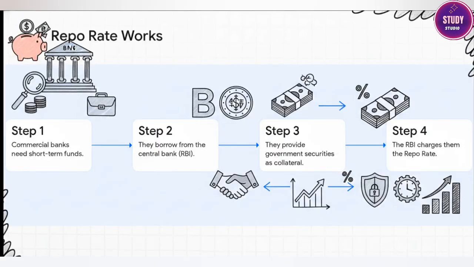So how does this actually play out? It's pretty straightforward. When your local bank needs a little extra cash for the short term, it turns to the RBI, which is kind of like the banker to the banks. In exchange for the loan, your bank puts up some collateral, in this case, government securities. And the interest that the RBI charges on that loan, that's the repo rate.